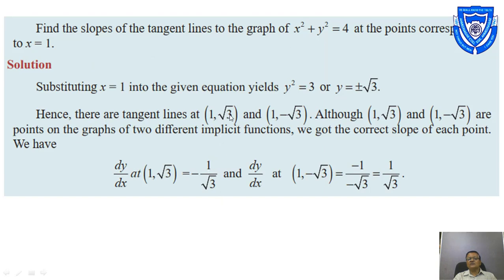In minus x upon y, for the first point the x coordinate is 1 and the y coordinate is root 3. So we put the values of x and y in that expression, and we get minus 1 upon root 3. Then we put the values of x and y from the second point and we get 1 upon root 3. So minus 1 upon root 3 and plus 1 upon root 3 are the slopes of the tangent lines to the circle at points whose x coordinate is 1.